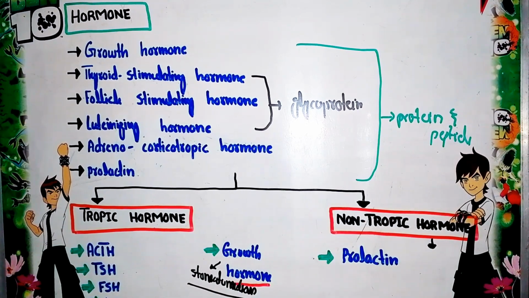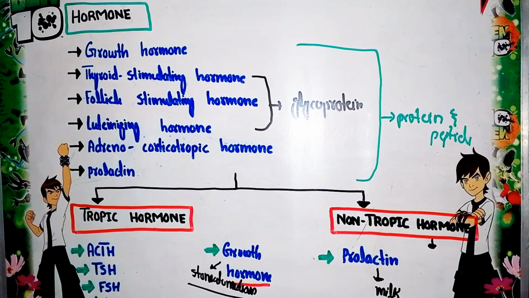For example, prolactin. Prolactin is secreted from the anterior lobe and acts on the mammary glands, and is responsible for the secretion of milk from the mammary glands. So this hormone directly acts on the other glands.